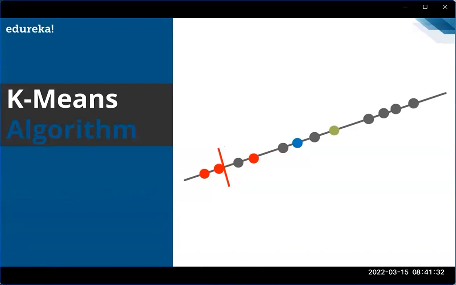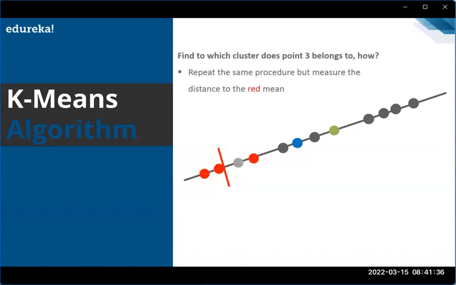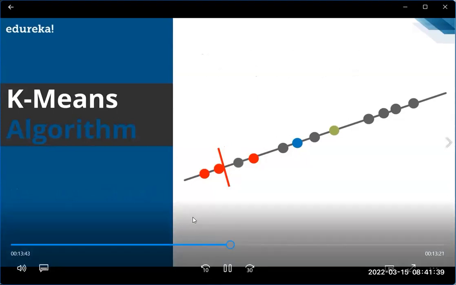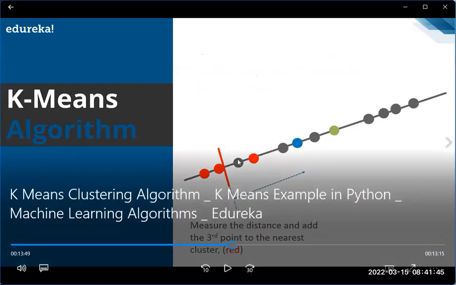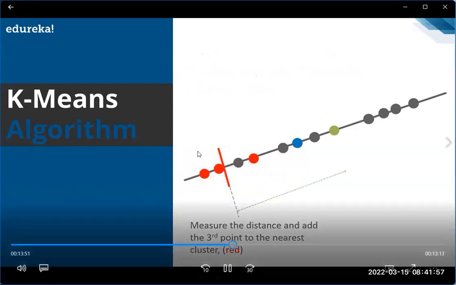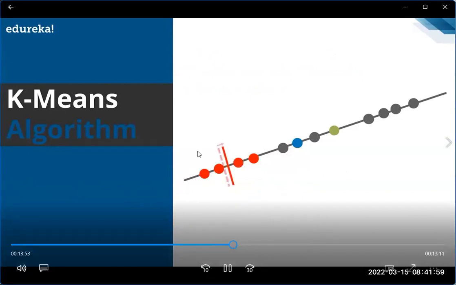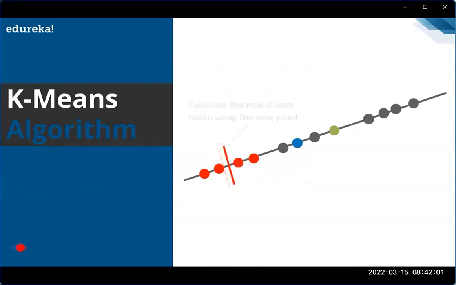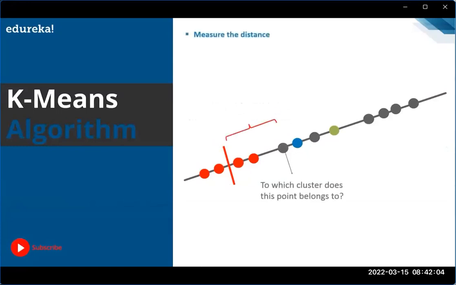So now we know about our second point as well, even it lies within the red cluster. Now let's find out which cluster our third point belongs to. What we need to do, again, measure the distance, assign the point to the nearest cluster, and then finally calculate the new mean for the red cluster, as this particular third point, even this belongs to the red cluster. Alright, now let's move on to see which cluster the fifth point belongs to.